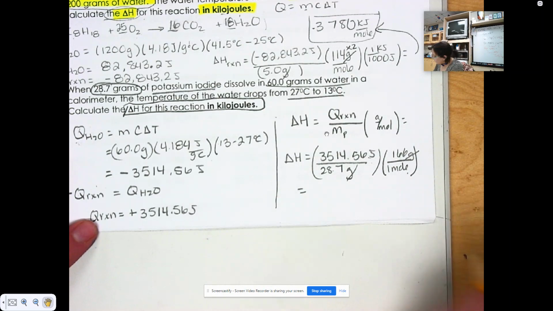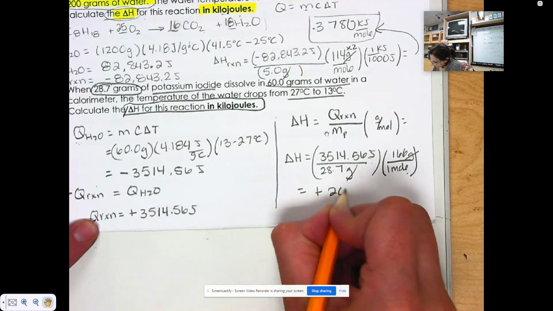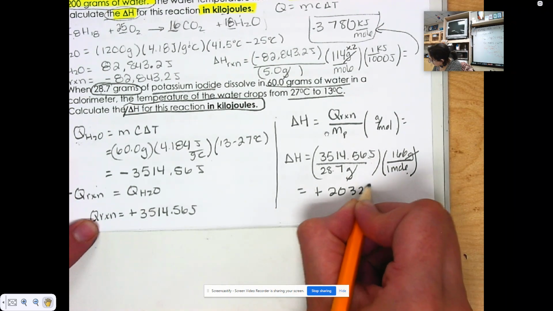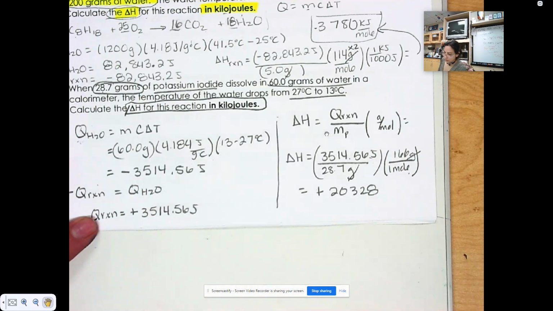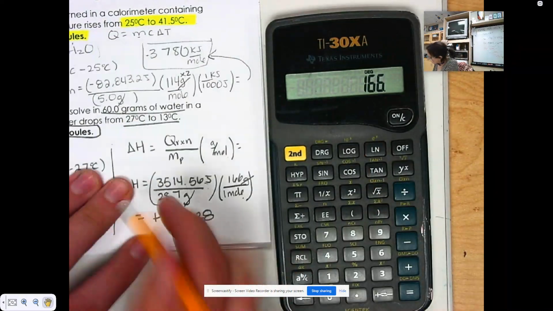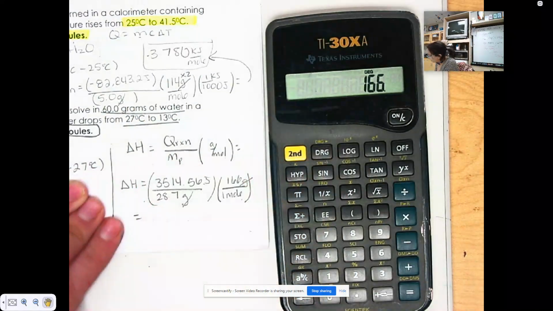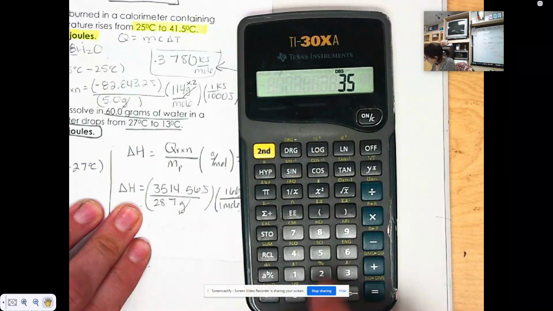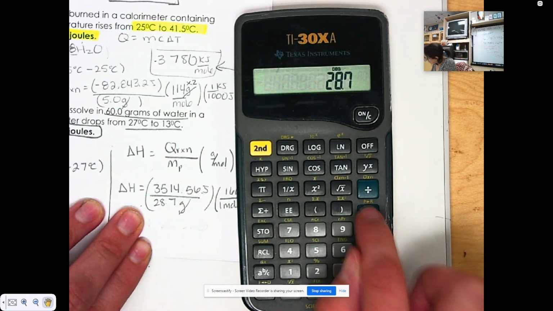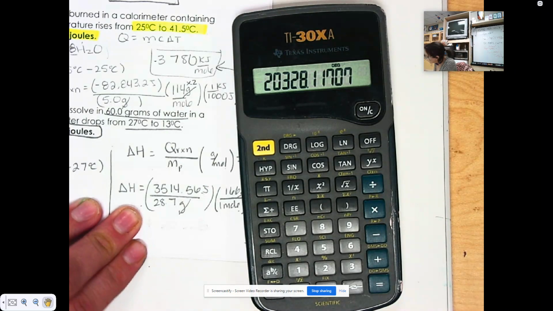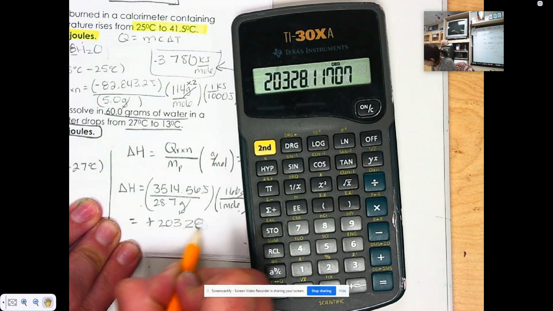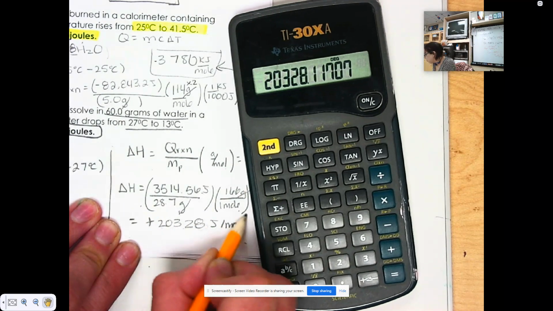Okay, we can go ahead and calculate that, and we get a positive 20,328, I believe. Let's see if that's true. Okay. Actually, I think this was an incorrect one, but we'll see. Okay, 3514.56 divided by 27.8 times 166. Okay, positive 20,986 joules per mole. All right.